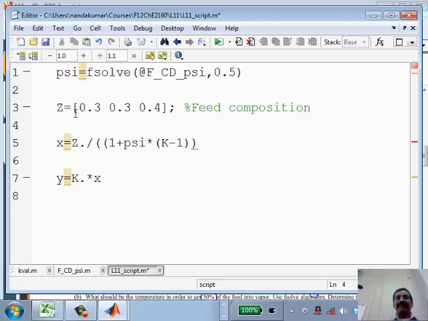Okay, so I have defined Z, which I need in line 5. Psi is calculated from the particular problem that I am solving. How about K? Where do I get the K values? I don't have K values here. Okay, so there are a couple of options for you. Can you think of some options?